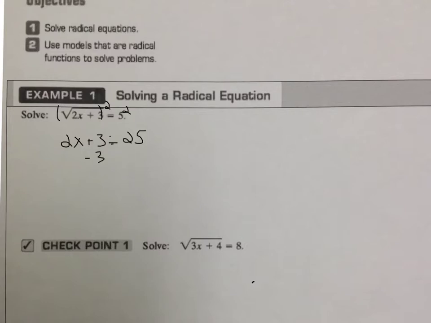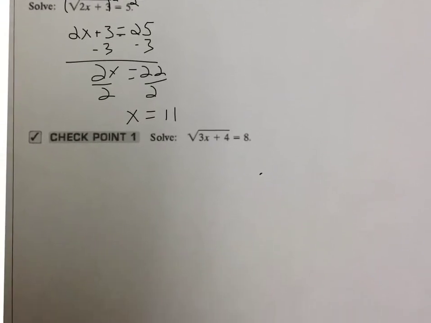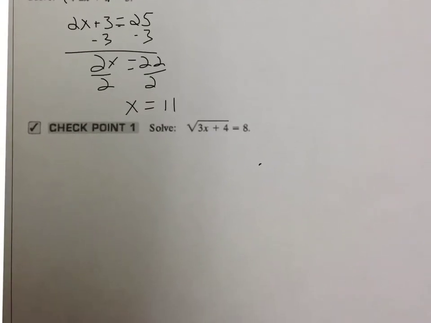You'd subtract 3, 2x equals 22, divide by 2, x equals 11. It's that simple. Try your checkpoint. When you're done, I will give you the answer. Okay, checkpoint 1 is x equals 20.